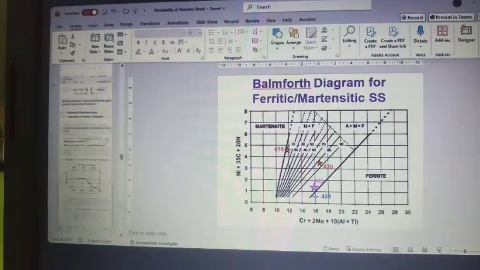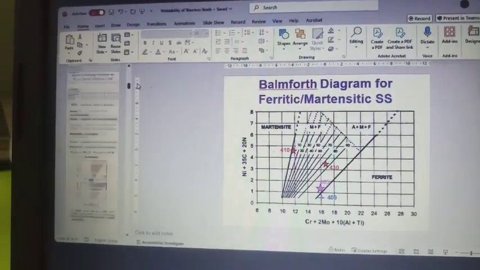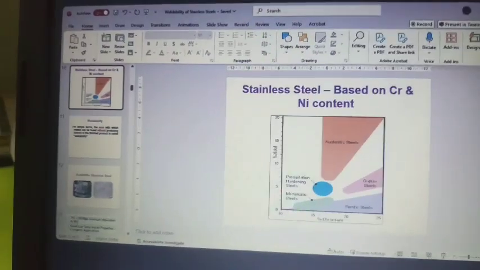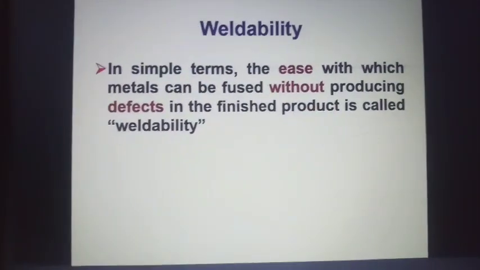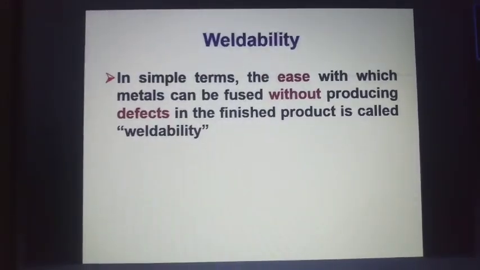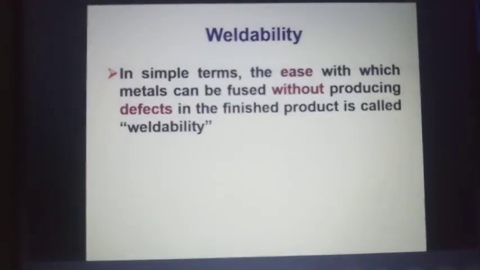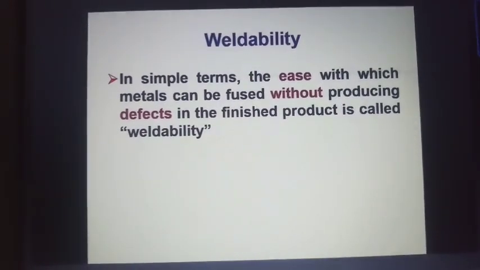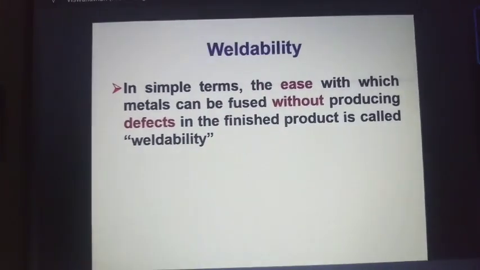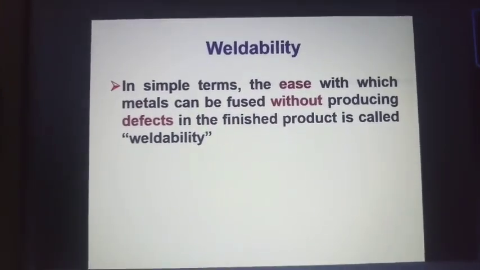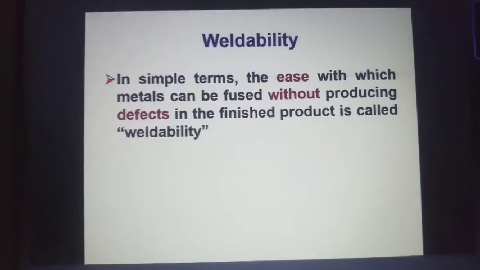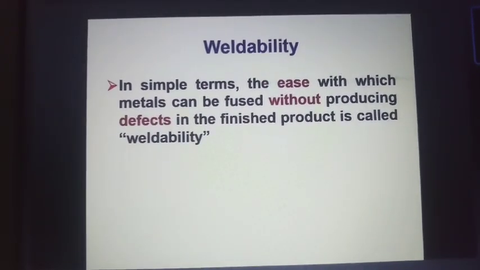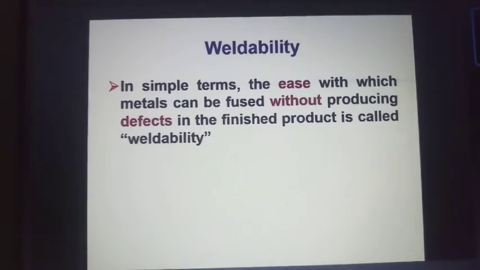In simple terms, weldability is the ease with which metals can be welded or fused without producing defects. What we are going to see now is not the welding process, but how we avoid defects and unwanted microstructure by knowing the theoretical background, and how we can weld properly and achieve the best mechanical property and good corrosion resistance. This is what we are going to learn. We are not going to learn about the process.